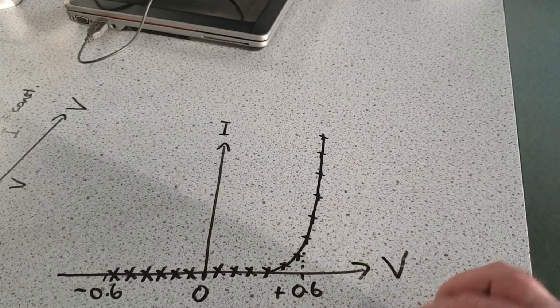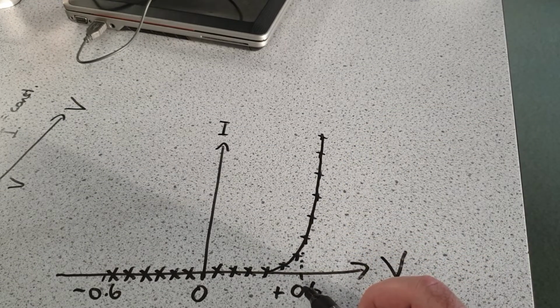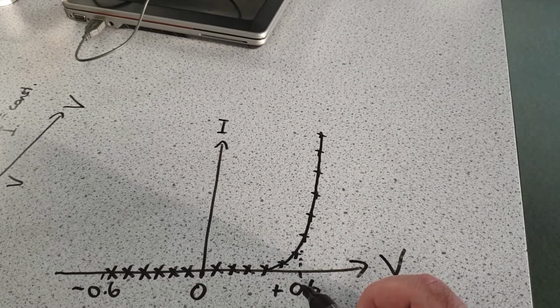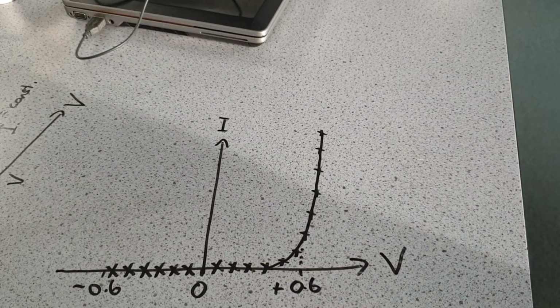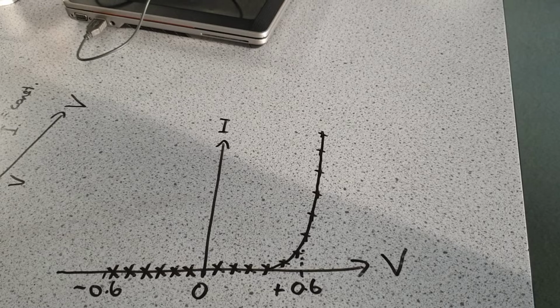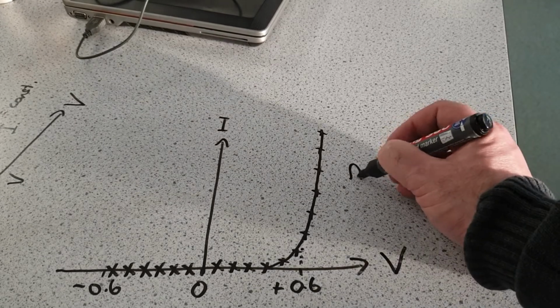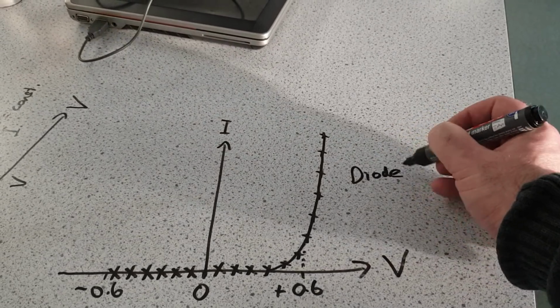At this point, the diode, if you like, switches on. Its resistance drops. It suddenly lets lots and lots of current through. So on a voltage-current graph, this is what you would expect for a diode.